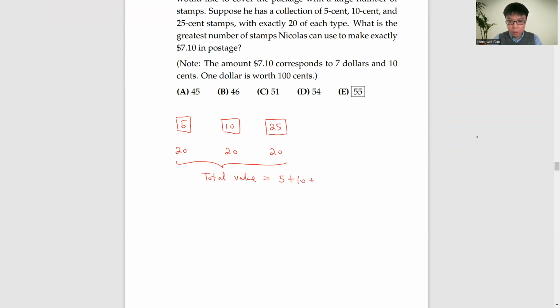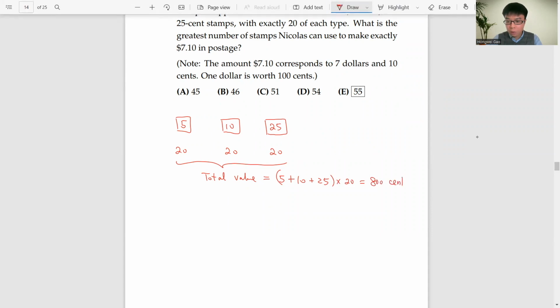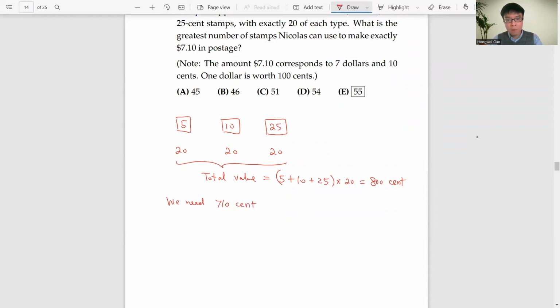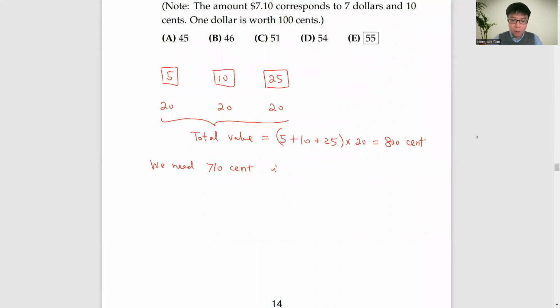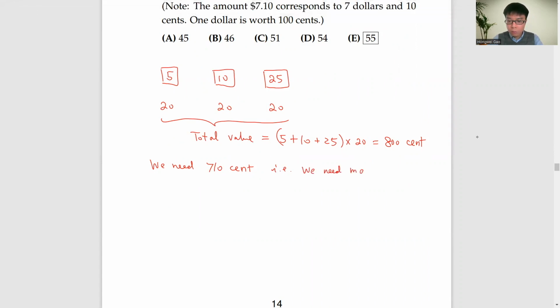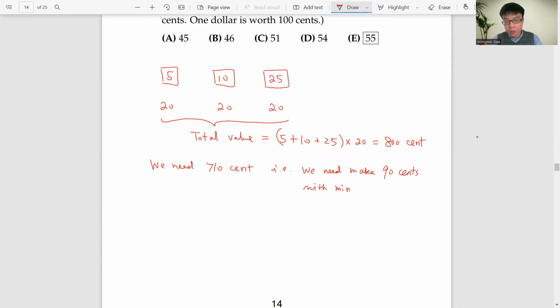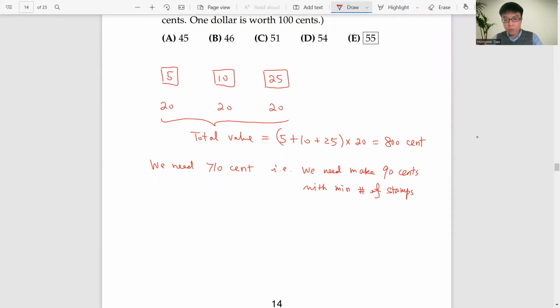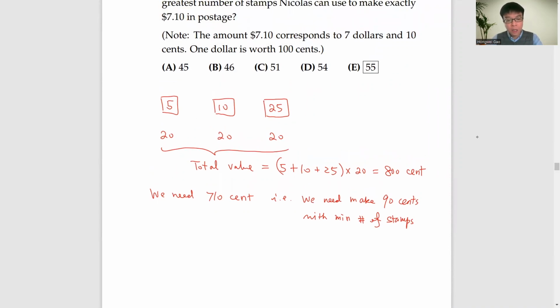5 plus 10 plus 25 times 20, which is 800 cents, right? We need 710 cents with the largest number of stamps. Now, on the other hand, we need to make the complement, which is 90 cents, with the minimum number of stamps. So we don't choose these stamps. That corresponds to the greatest number of stamps to make 710 cents, right?